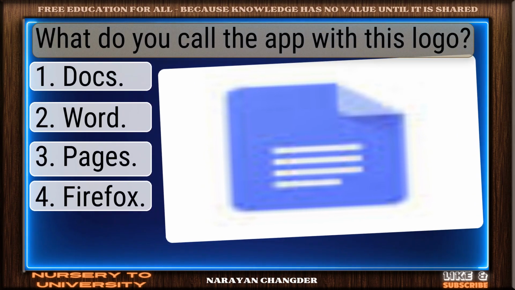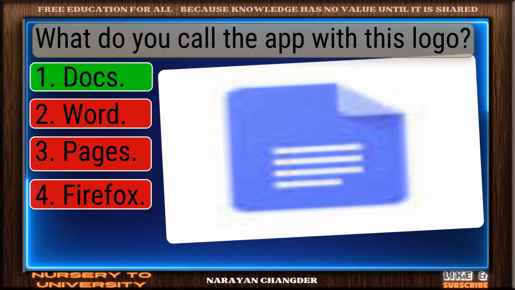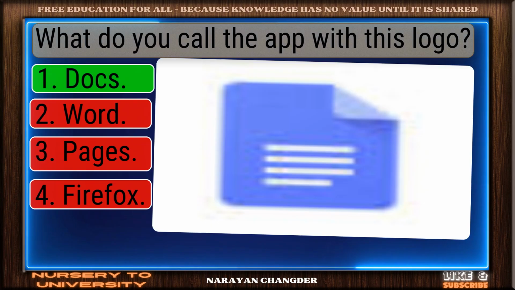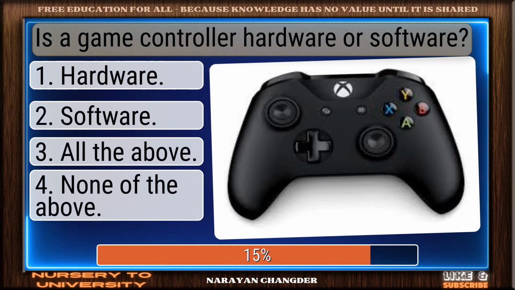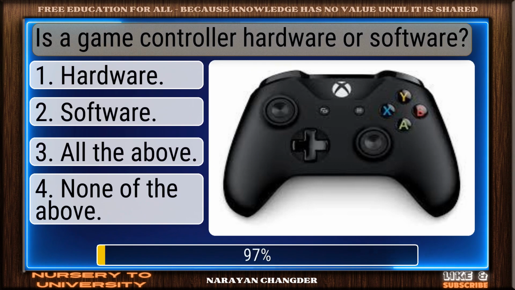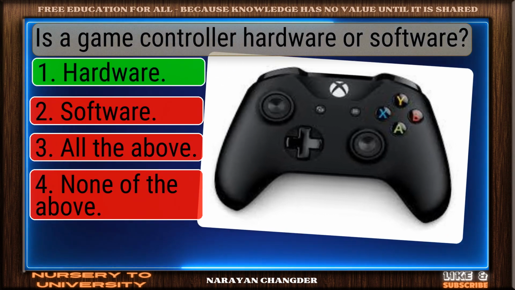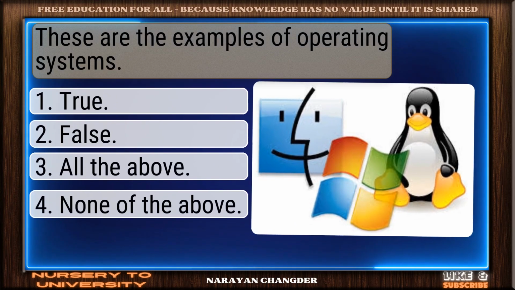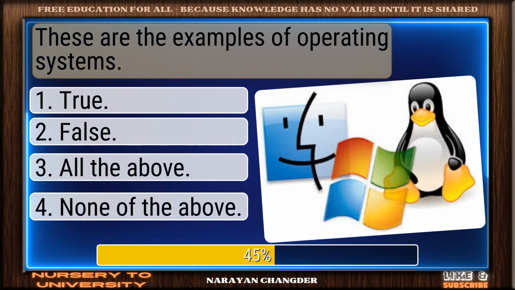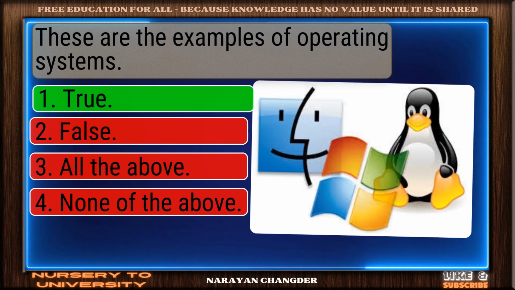What do you call the app with this logo? You chose Docs, and it is correct. Is a game controller hardware or software? Good job. Your answer, hardware, works well here. These are the examples of operating systems. Nicely done. True is a solid answer.